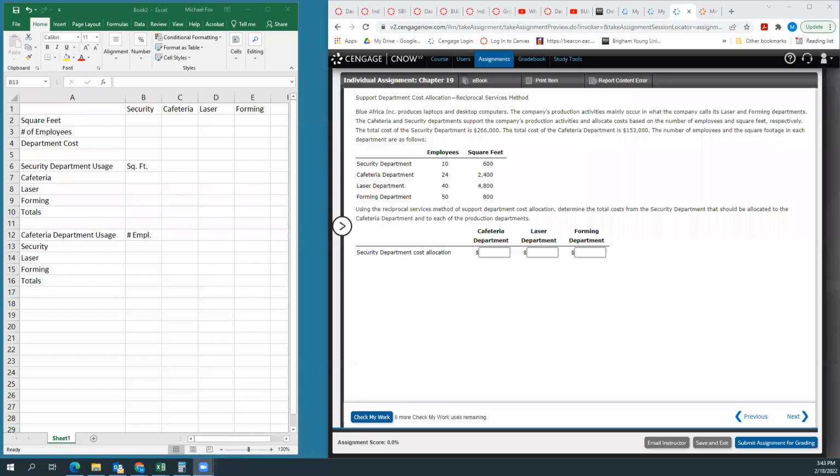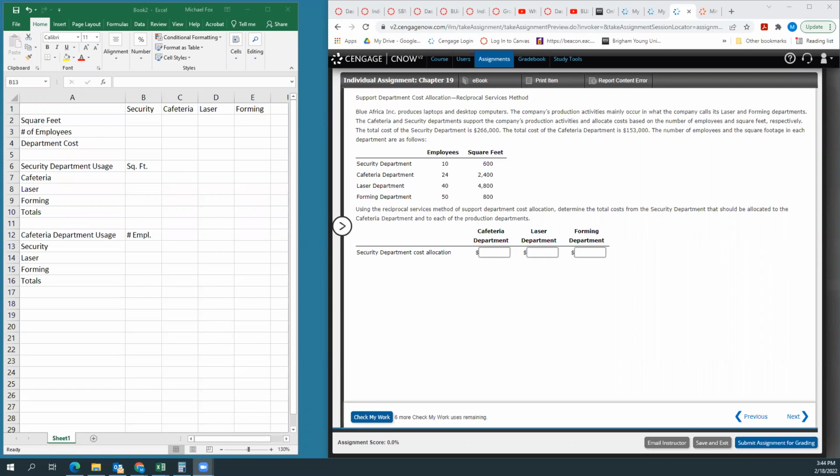Hey everybody, welcome to the individual assignment. In class, we were trying to work through this today, and it is a pretty tough one. This is number 7 on the chapter 19 individual assignment. And this is the Reciprocal Services Method, and it's just got a lot going on. So I'm going to try to walk everybody through this process and see if I can help it make a little more sense.